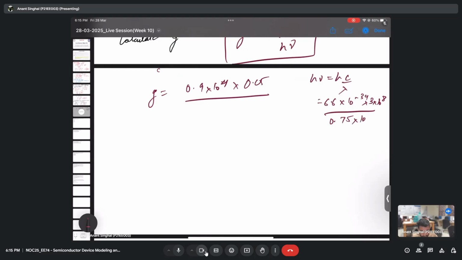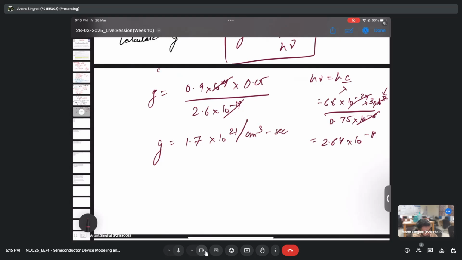Since I've taken the speed in meter per second, let's take this also in meter, which is 10 to the minus 6. So this will be 14, this will be minus 20. So it will be 2.64 times 10 to the minus 19, which I'm keeping here. And if you calculate this, 0.05 times 0.9 is around 4.5 divided by 2.64 is around 17, so it will come out to be 10 to the 21, again per centimeter cube second.